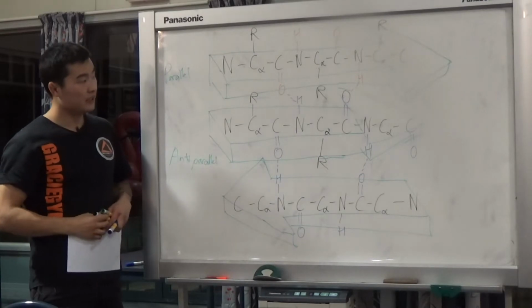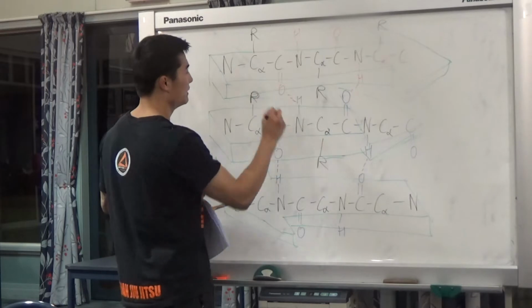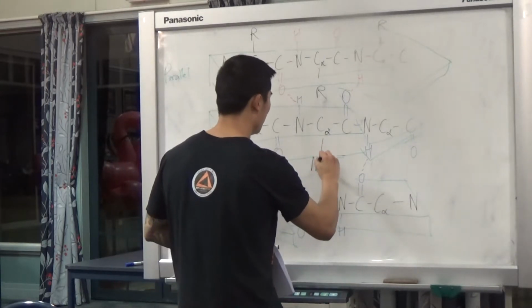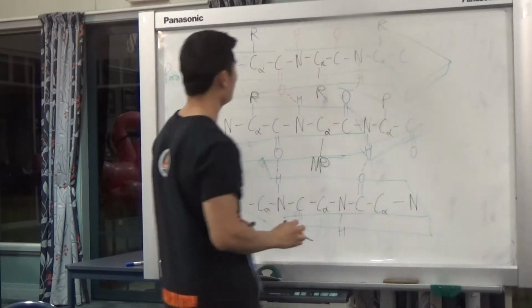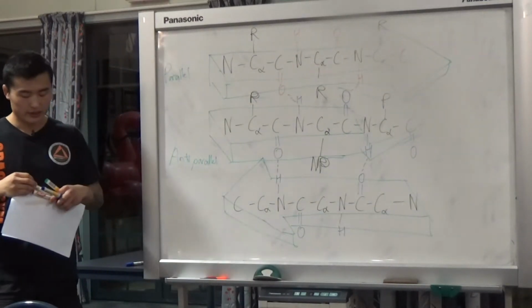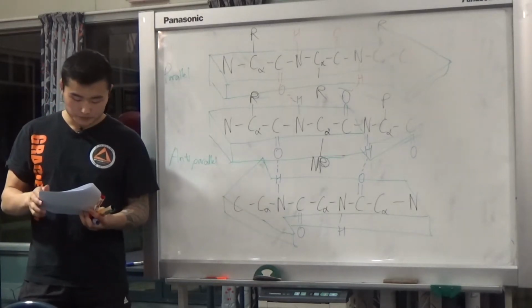Okay, and usually, if this one was polar, this one would be non-polar, and then this one would be polar. Okay, so that'd be alternating polar and non-polar. All right.